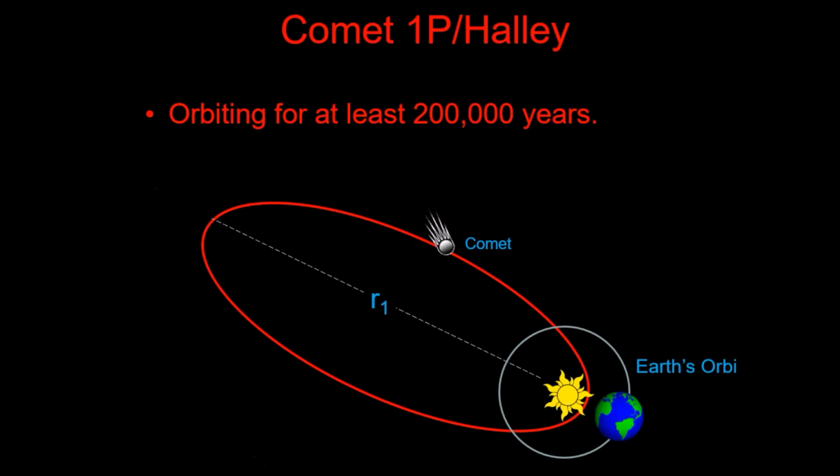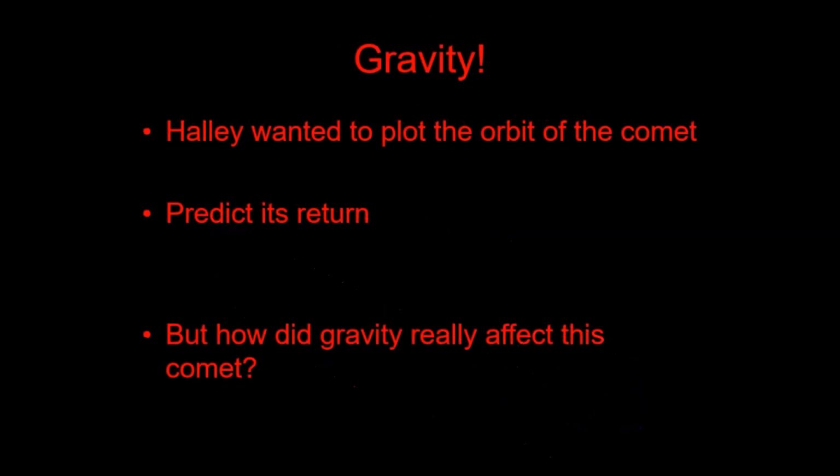So Halley wanted to solve this. He wanted to know what would be the orbit of a comet, what would be the radius of its orbit, and how do orbits behave in general. So what Halley really wanted to do was plot this orbit, predict the return of this comet. But, as I said, we really need to know, how does gravity really affect a comet?